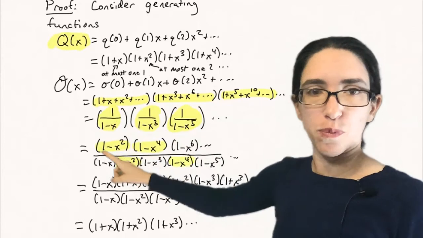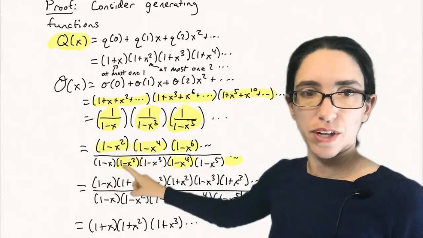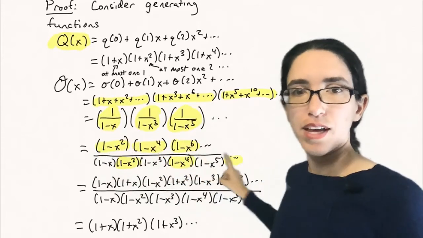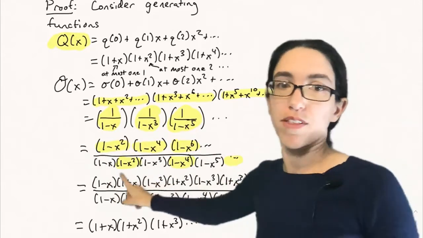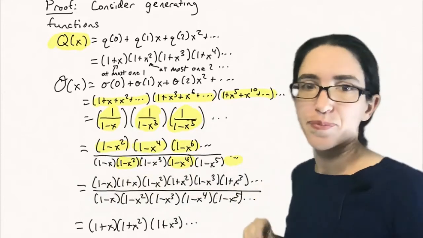So one possible way of doing this is to multiply the top and bottom of this formula by the even numbered factors, 1 minus x to the even numbers. So 1 minus x squared over 1 minus x squared, 1 minus x to the fourth over 1 minus x to the fourth, et cetera. What that's doing is making this denominator now not just have all the odd number powers of x, but all the powers of x altogether.